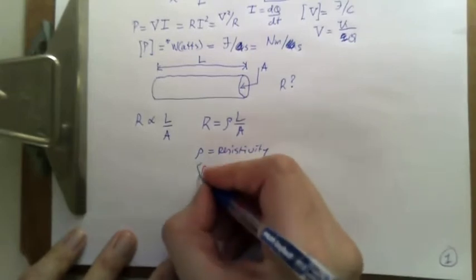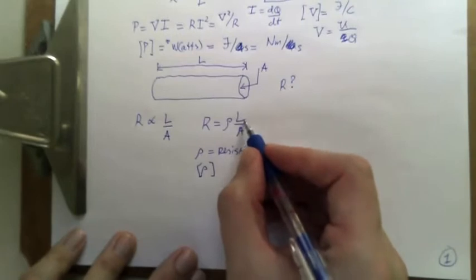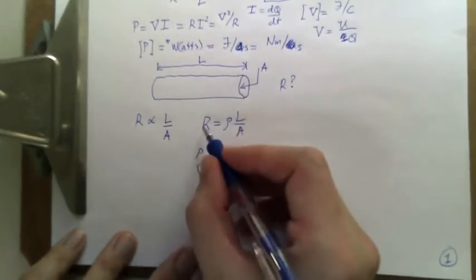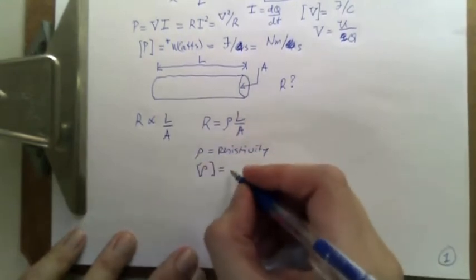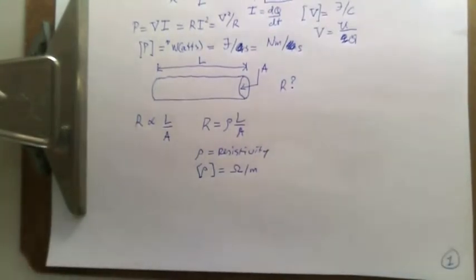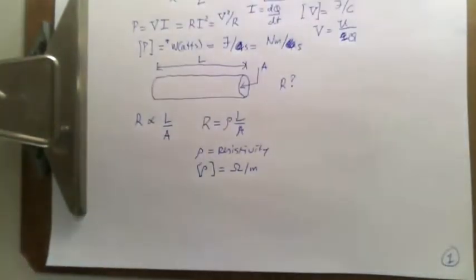And units of rho, let's see. So this is in ohms, this is in meter, this is in meter squared. So this is in ohm meter over meter squared. So this is in ohms per meter. And that's a material constant. So once you know what that rho is, then you can calculate what your resistance is.